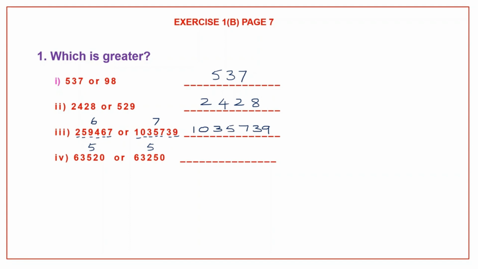So let's look at the last digit here, 6, 6. Both are the same. So now go to the next one, 3, 3. Now that is also the same. So let's go to the next one, 5 and 2. So which is the greater one? 5 is greater than 2. That means this number is the greater number. So let's write down that number. 63,520 is the greater number.